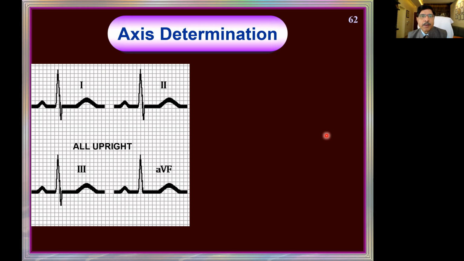So all upright. What did I look at? I looked at L1, L2, AVF, and L3. The 3 inferior cameras and 1 lateral camera I looked at. All are positive deflection. That means I am in the green color quadrant. That means it is towards the left and downward also.